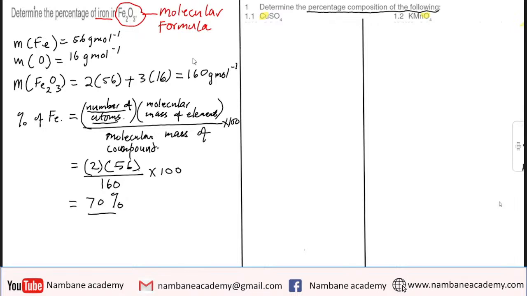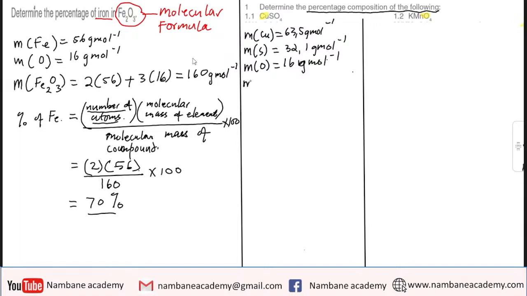Thank you very much. Ladies and gentlemen, let's go straight into it without wasting any time. We said the very first thing is to identify the molar mass of each element. That will be 63.5 grams per mole for copper. And then M also for sulfur, this is 32.1 grams per mole. And we have oxygen, which is just 16 grams per mole.